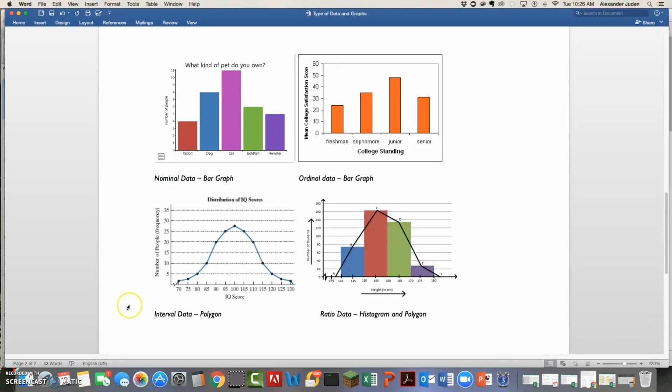So again, I think what would be helpful is to remember that bar graphs require qualitative data, and a histogram and polygon can be applied to quantitative data.